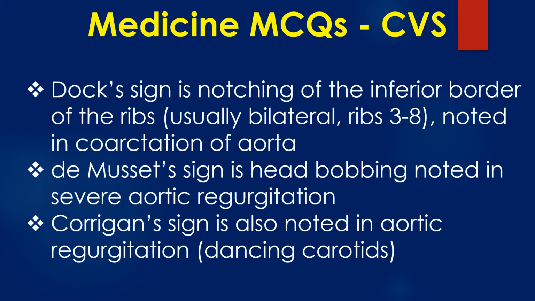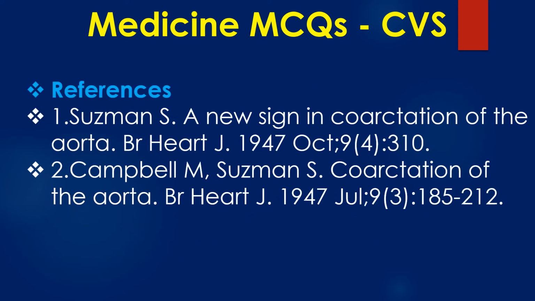Dock's sign is notching of the inferior border of the ribs, usually bilateral in ribs 3 to 8, noted in coarctation of aorta. De Musset's sign is head bobbing, noted in severe aortic regurgitation. Corrigan's sign is also noted in aortic regurgitation, dancing carotids. Here are a couple of references on Suzman's sign.